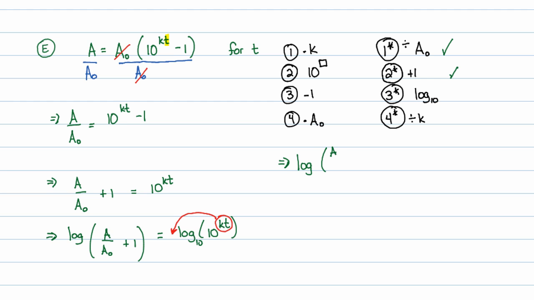This will be log of a over a naught plus 1 is equal to kt times log of 10. But log of 10, this business right here, log base 10 of 10, is equal to 1. So really, that shouldn't even be there. It's just the number 1. And now the last thing, so that's done. The last thing I need to do is divide both sides by k.